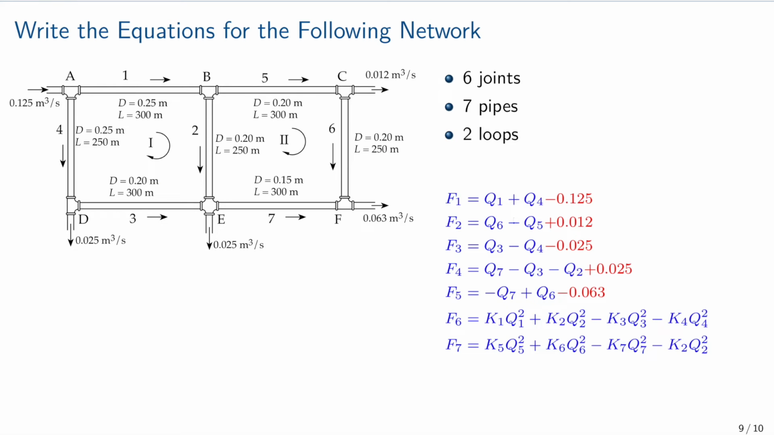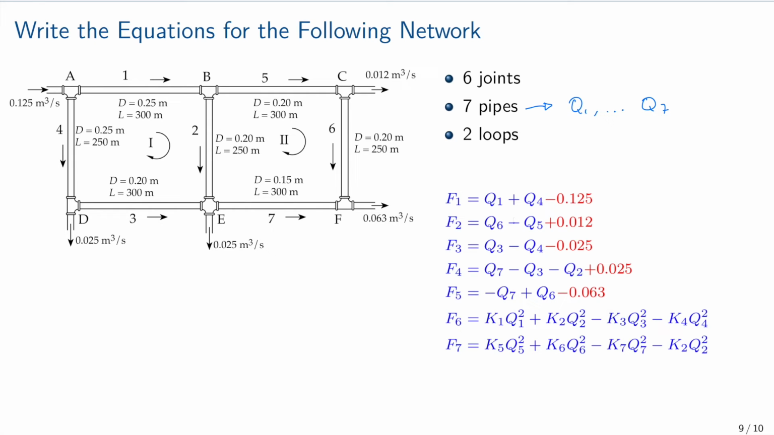In this second example we have a network that consists of two loops. In this network we have 1, 2, 3, 4, 5, 6 joints. We have 7 pipes, 1, 2, 3, 4, 5, 6, 7 pipes, and we have two loops, as I mentioned before. So 7 pipes means that we have 7 flow rates, which are the unknowns. So we have Q1 to Q7 unknowns.